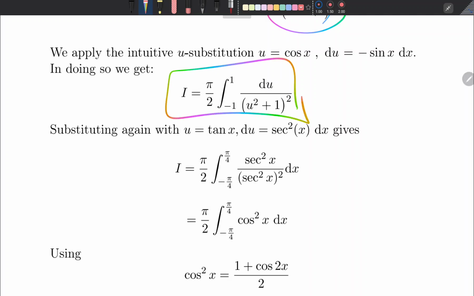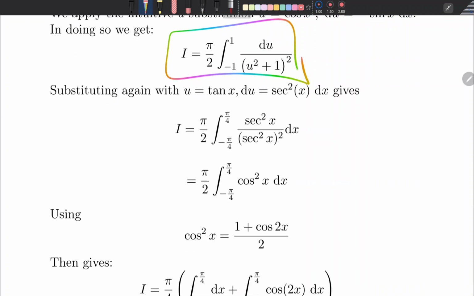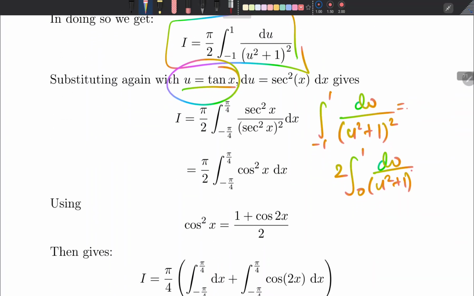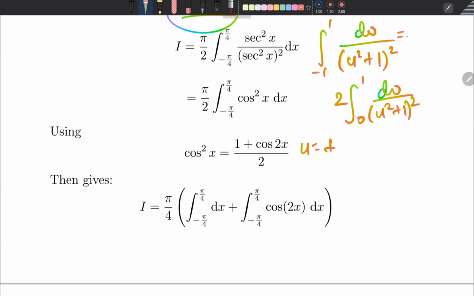So we knew that we would be reaching up to here, and from here you have to put u equals tangent of x in order to get secant squared. Look, you were having the integral from -1 to 1 of du over u squared plus 1 whole squared, and this can also be written as 2 times the integral from 0 to 1 of du over u squared plus 1 whole squared. So when you plug u equals tangent of x, du is going to be secant squared of x, right?